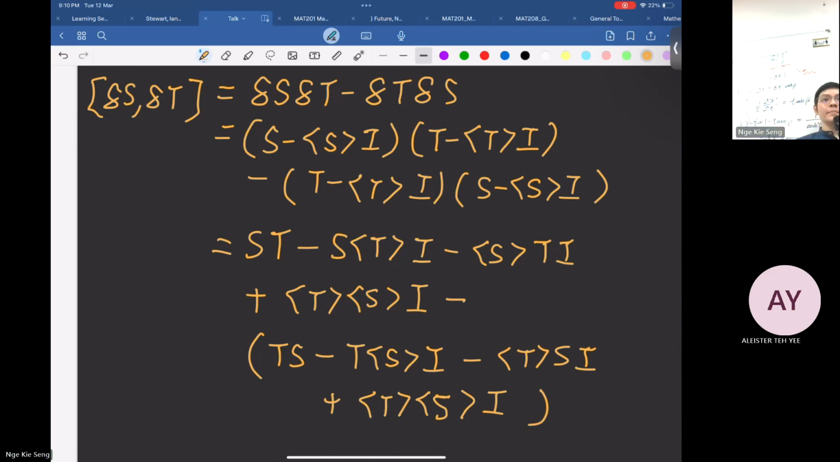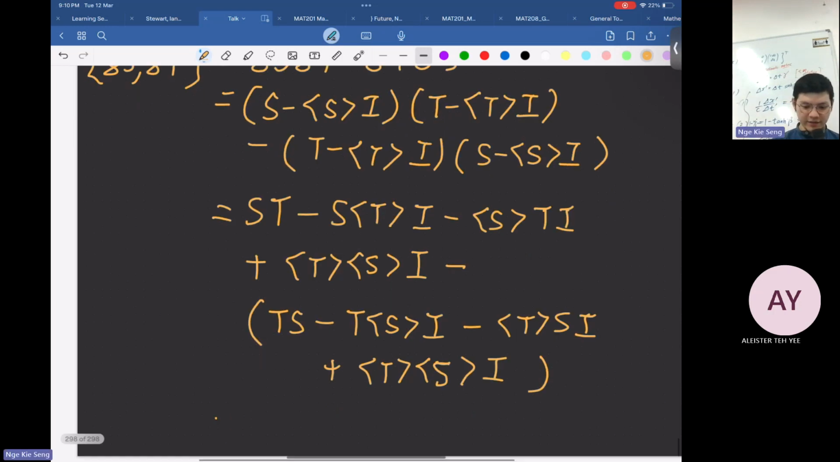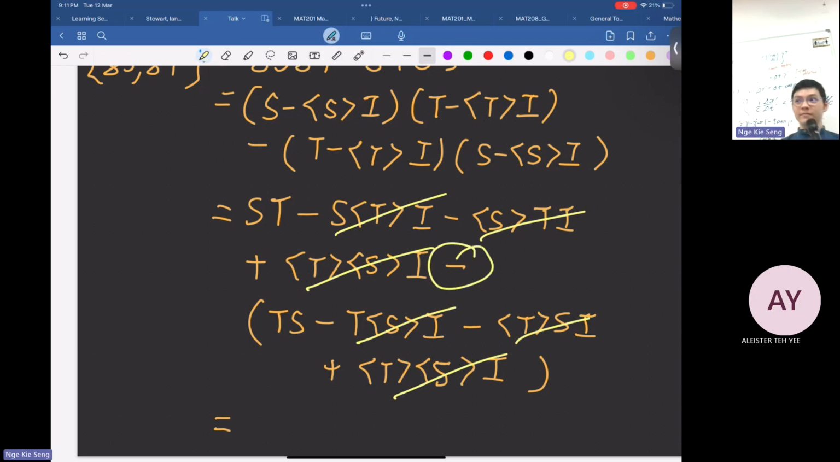Can you see any cancellation here now? What cancels? Do you see repeated items? They are the same: x bracket t I, t bracket x I, and s bracket t I. There are two of these here. They commute because the bracket of an operator is just a number. It's a scalar, so you can pull it out. And then the bracket t bracket s also cancels because of the minus sign we have. So you are left with what? S t minus t x, and this is the bracket of s t.